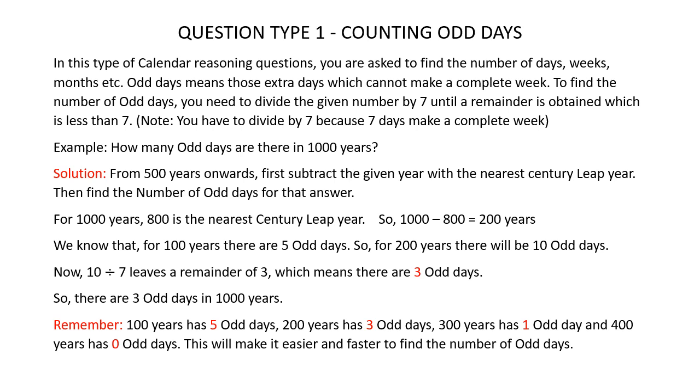We know that for 100 years, there are 5 odd days. So for 200 years, there will be 5 multiplied by 2, that is 10 odd days. Now 10 divided by 7 leaves a remainder of 3, which means there are 3 odd days. So there are 3 odd days in 1000 years. Now it will be easier and faster to find the number of odd days if you remember that 100 years has 5 odd days, 200 years has 3 odd days, 300 years has 1 odd day, and 400 years has 0 odd days.